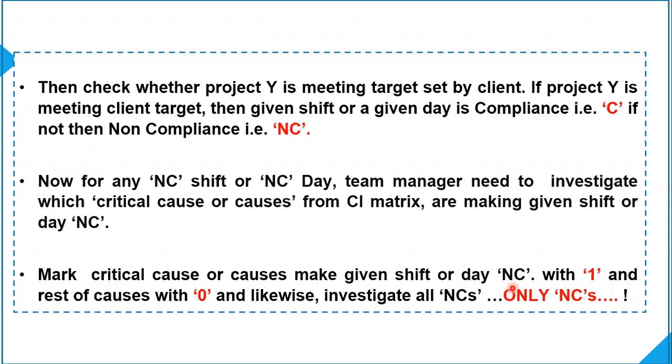So a simple thing is, if a supervisor finds a given critical cause is leading that shift to non-compliance, influencing it, or let me use the word culprit, if a given critical cause is a culprit which led to the non-compliance, we'll just mention 1 over there, and for the rest of the causes 0. So right now you might think I'm talking theoretically, so let's go to the next slide and try to understand.